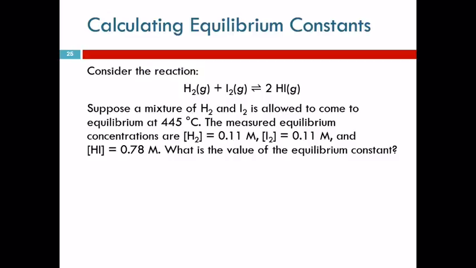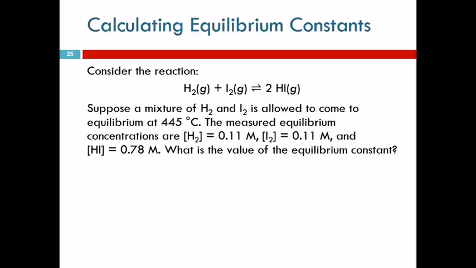So let's look at this reaction. We've looked at it before. Where's my pointer? There's my pointer. Hydrogen plus iodine going to hydrogen iodide. Suppose a mixture of these is allowed to come to equilibrium at 445 degrees Celsius. Well, there's a number, but we can ignore that. We don't really need that. The measured equilibrium concentrations are given here. What is the value of the equilibrium constant?